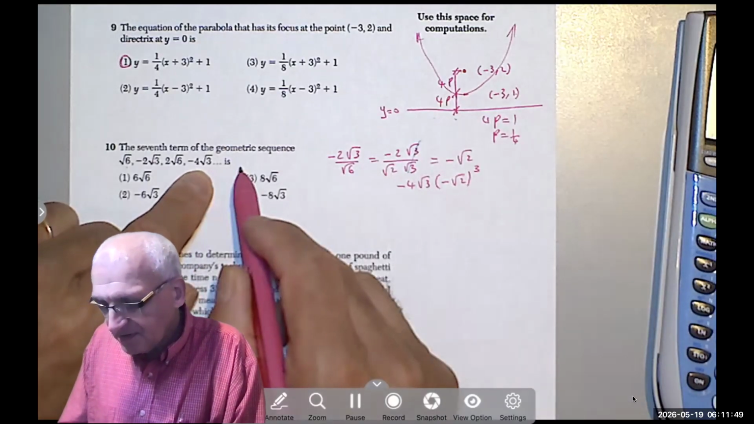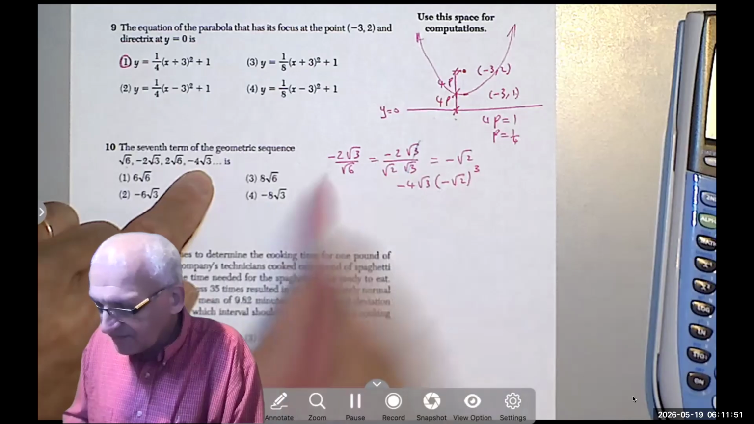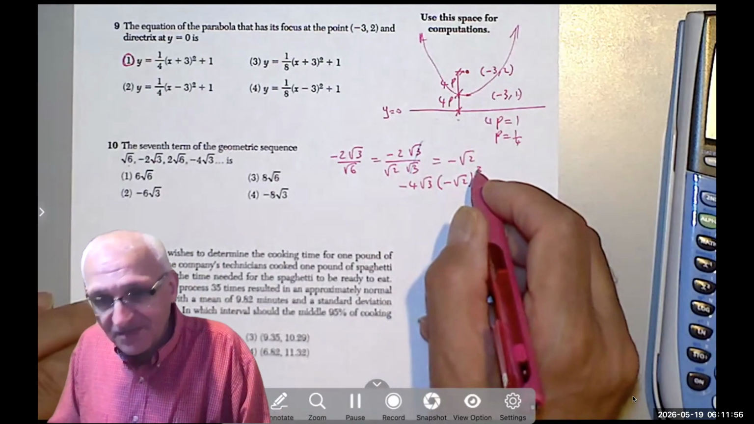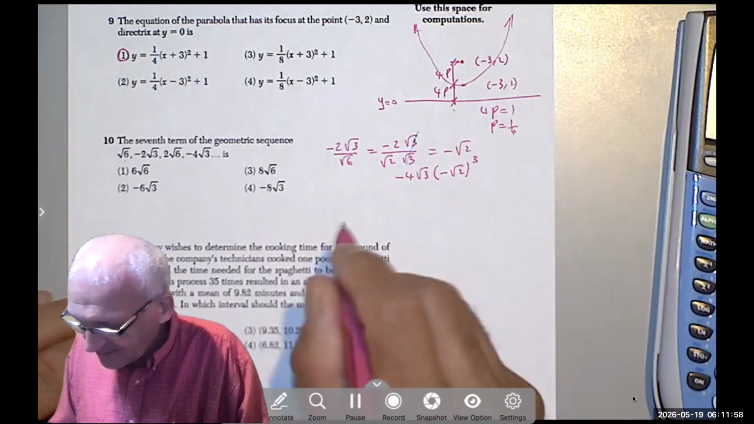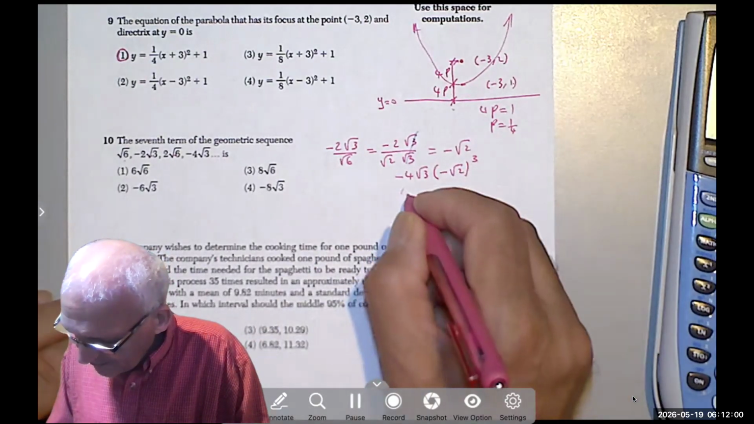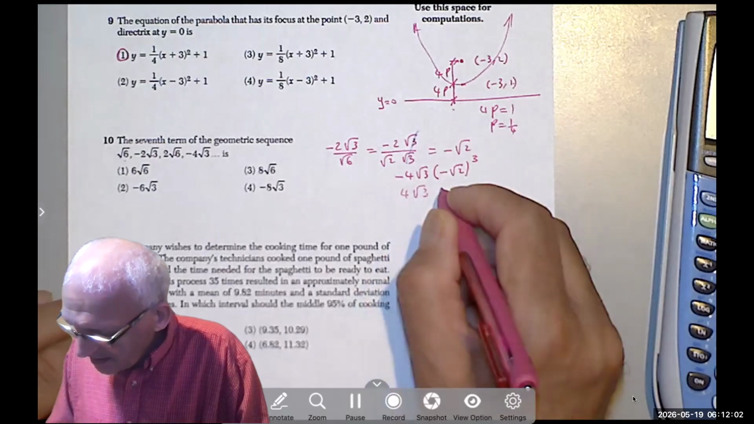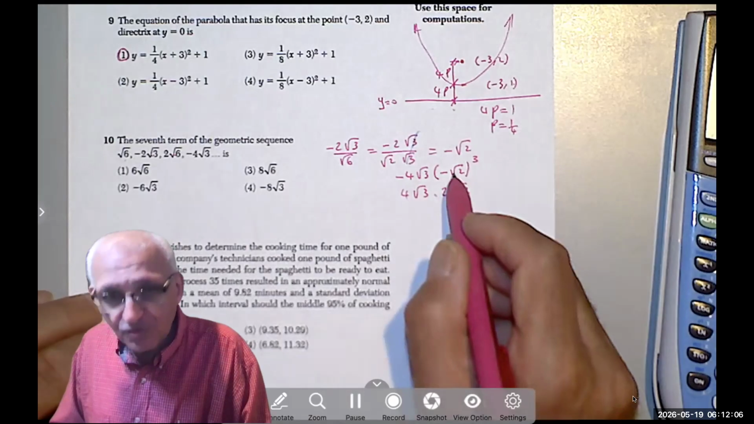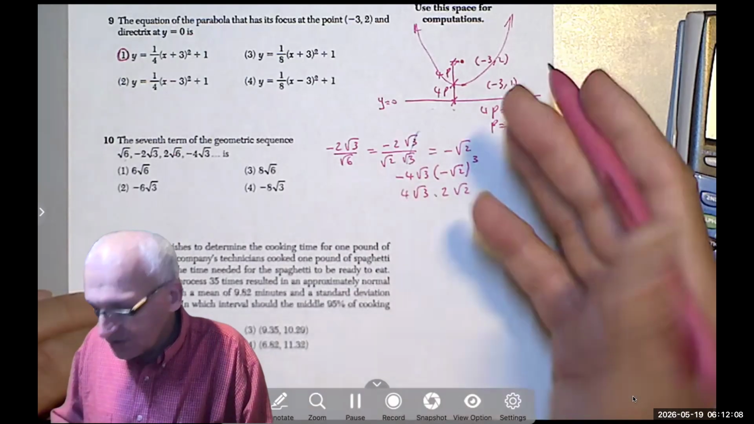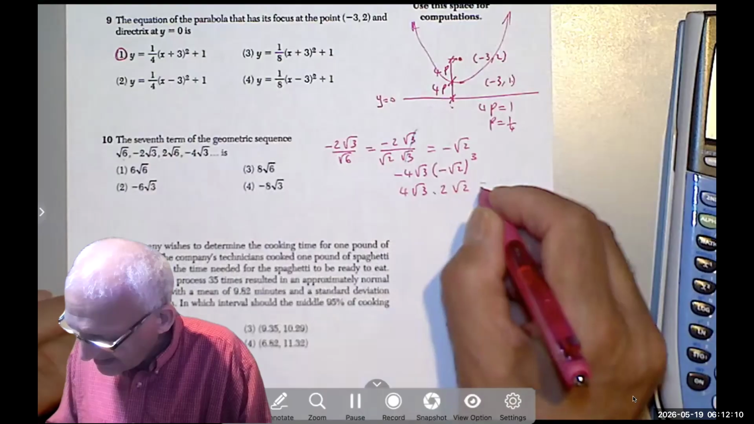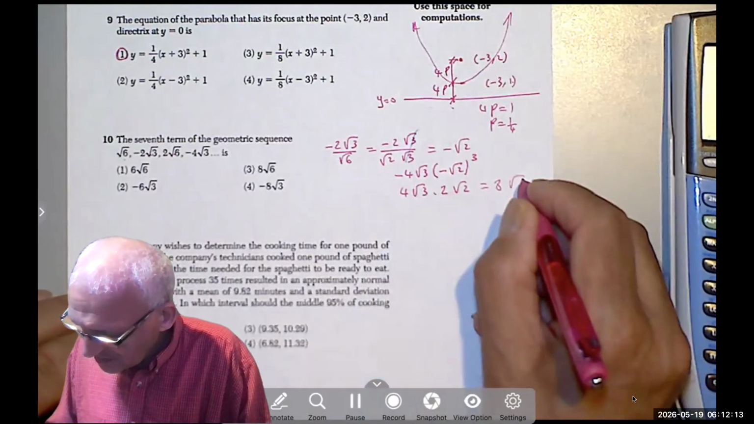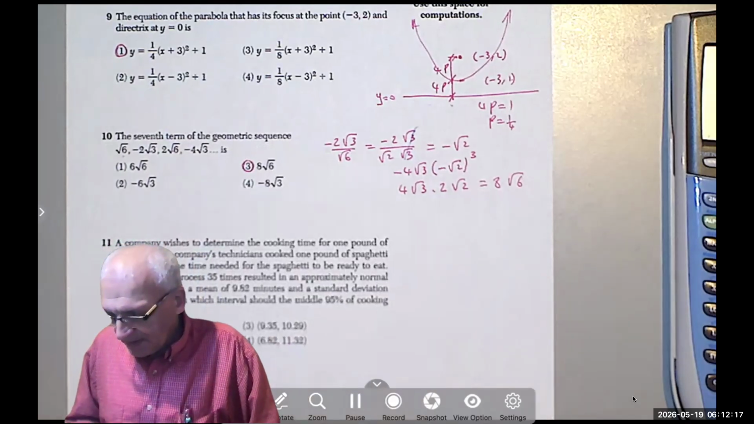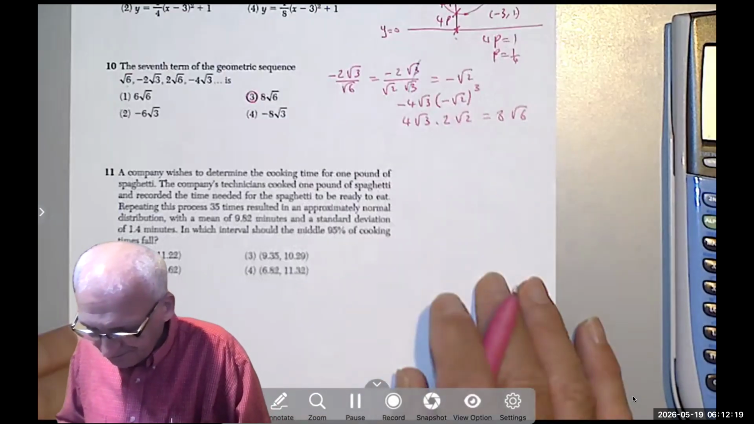So the fifth, the sixth is squared, the seventh is cubed. Negative times negative times negative is negative, times negative is positive. And then this would be 4 root 3 times 2 root 2, right? Root 2 times root 2 is 2, so that's 2 root. 4 times 2 is 8, and root 3 times root 2 is root 6, so that's 8 root 6. So far, these are easy.